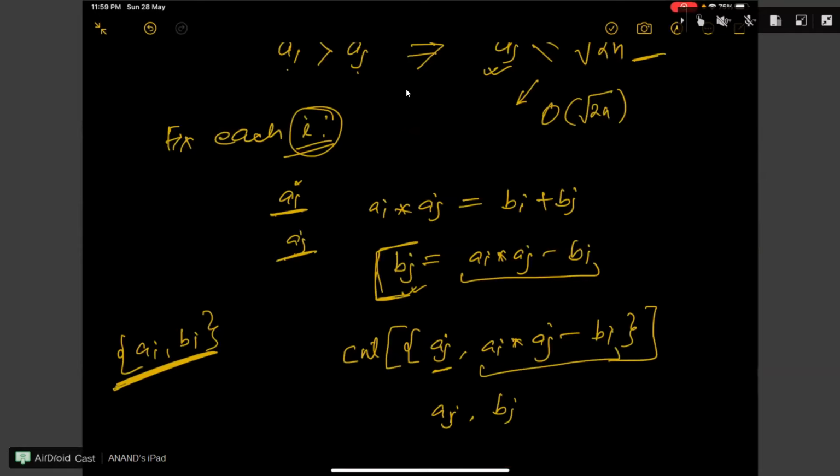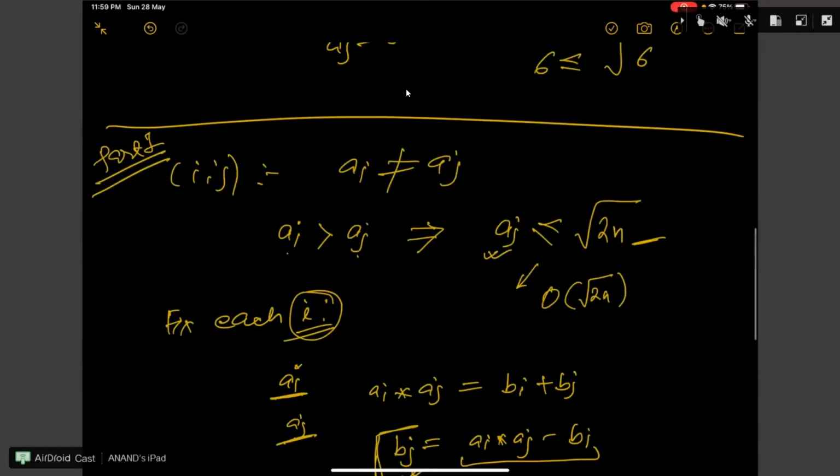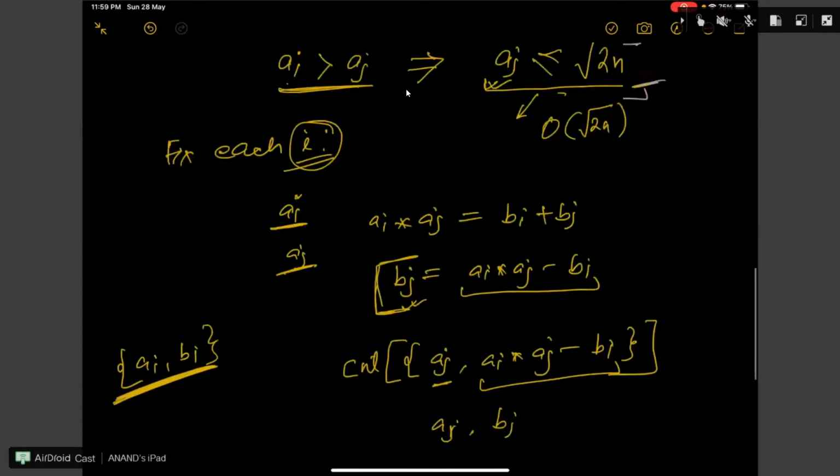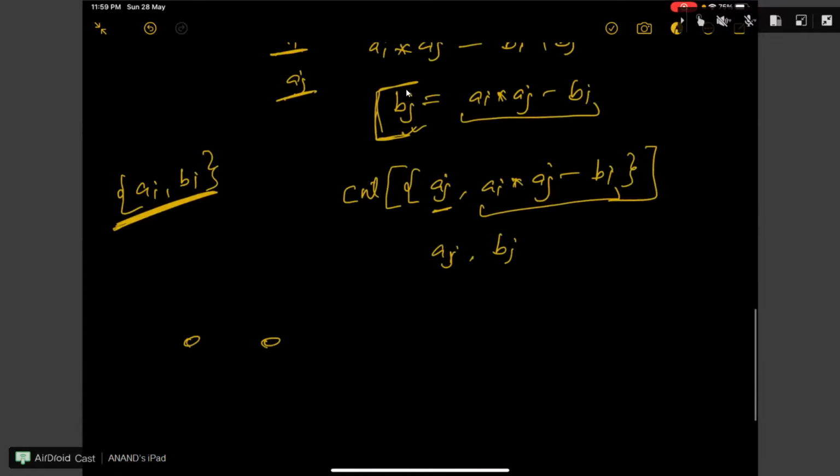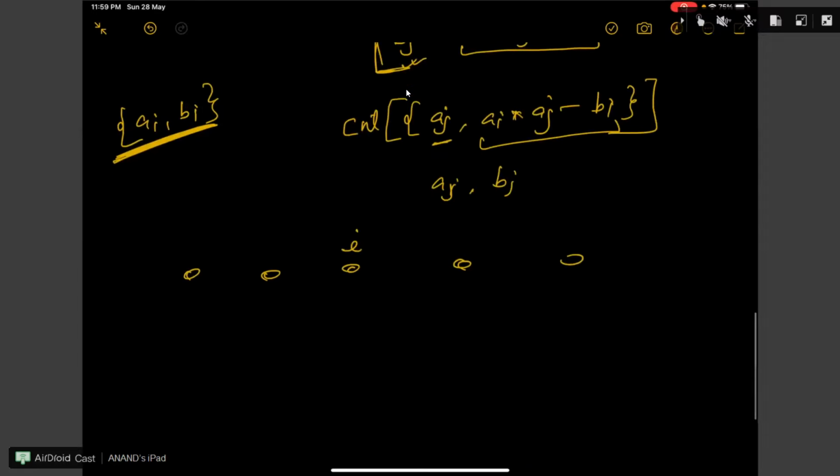What I am saying is that if AI is not equal to AJ, then let's say AI is greater than AJ. So in that case, AJ will be lesser than or equal to square root of 2n, right? So now what we are doing is that we are fixing each I. If you fix this I, it will have some AI and BI, right?